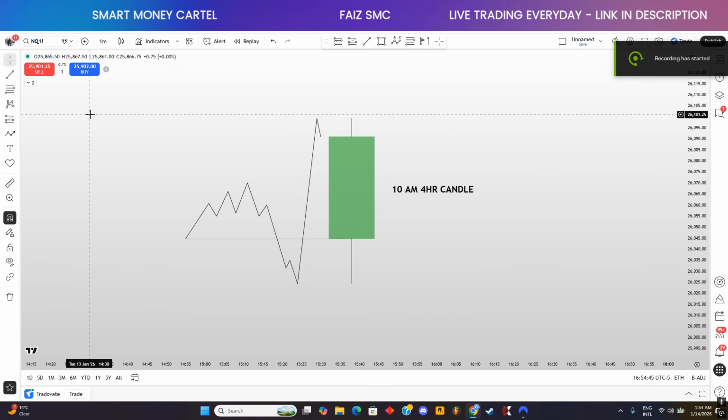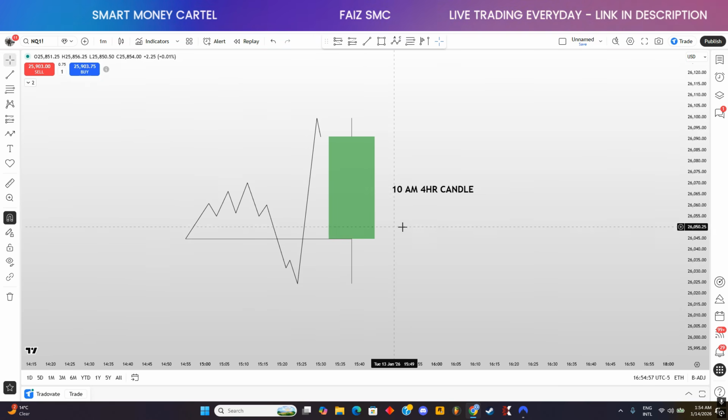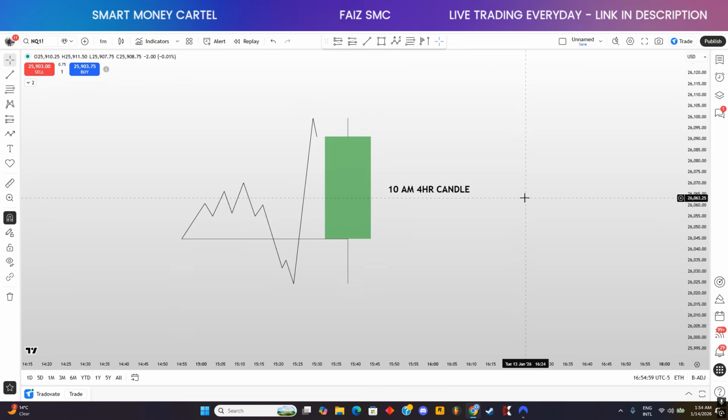This one candle trading strategy can basically change your life. Now, I have taken another live trade this morning along with my Discord members, and in a minute, I'm going to show you the recap of that trade. So essentially, the candle is the 10 a.m. 4-hour candle. Now, this candle specifically is going to provide you with a very good power of 3 setup.